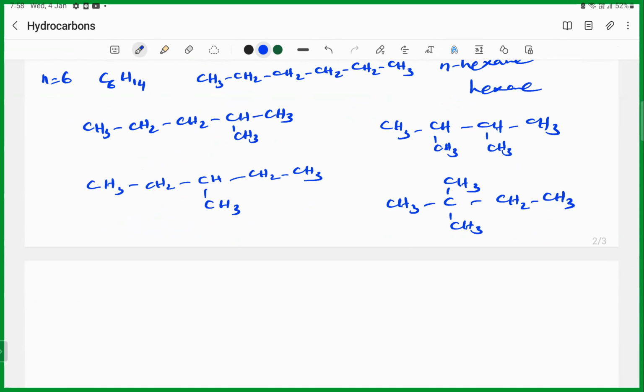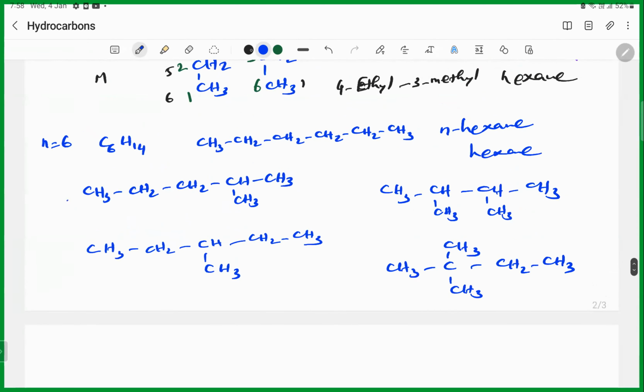Now you tell me the IUPAC name for this compound. For this, what is the IUPAC name?